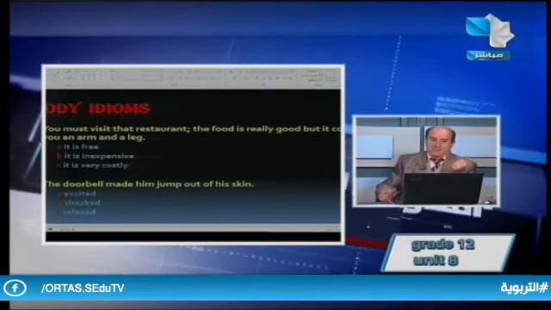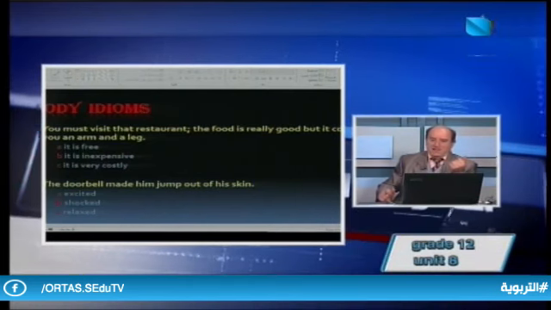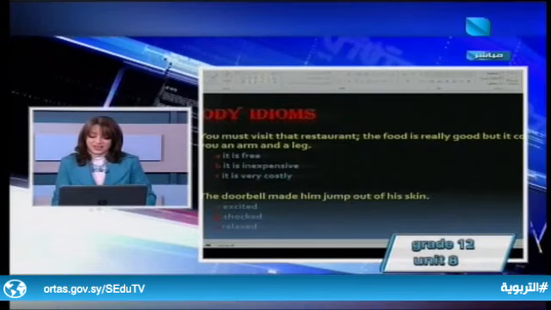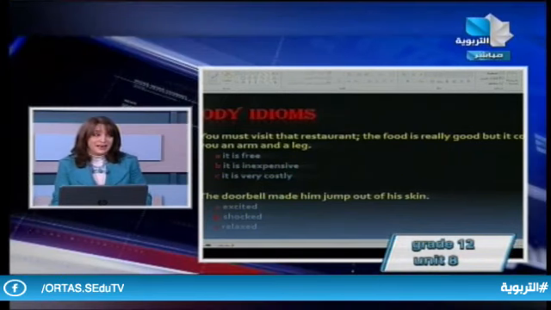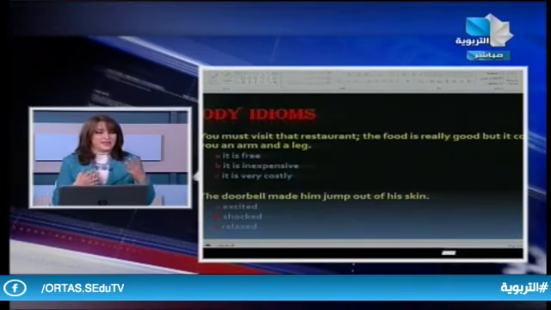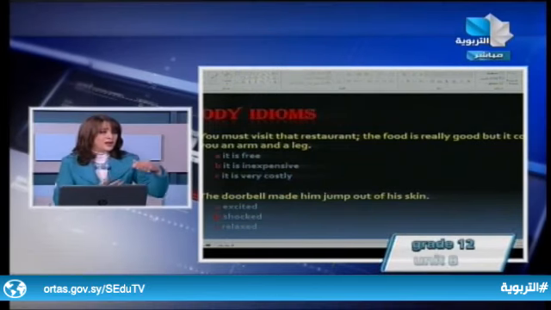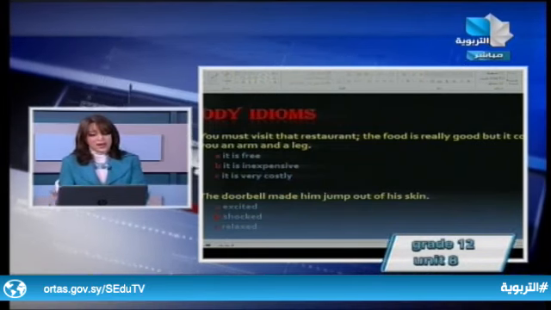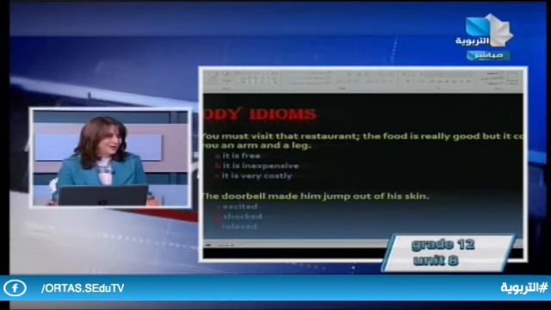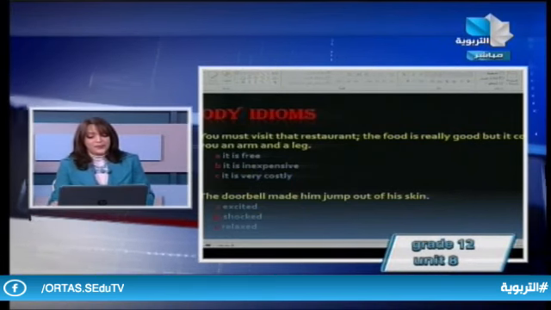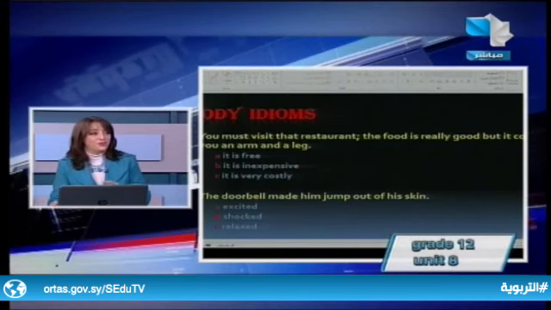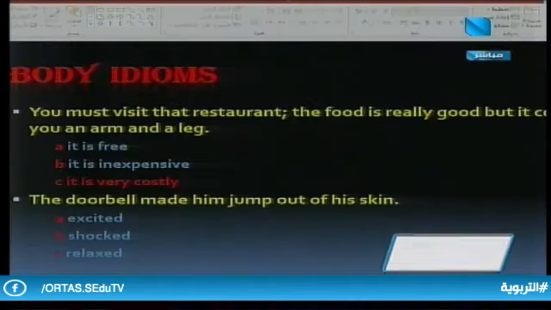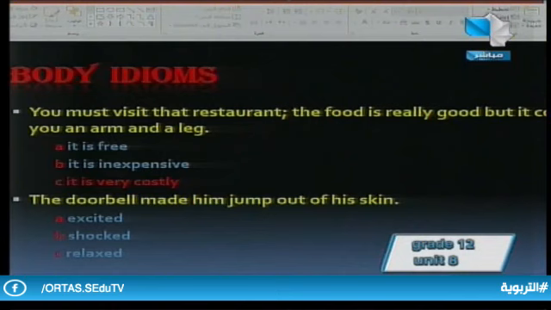Good. Ms. Nagam, the third one, please. Okay, this is a very interesting one. You must visit that restaurant. The food is really good, but it costs you an arm and a leg. An arm and a leg. Does it mean that you need to cut your arm and your leg to pay for it? Of course, no, this is not what it means. Impossible. So it is just an expression to say that this is very costly. It is very expensive. It will cost you a lot of money.